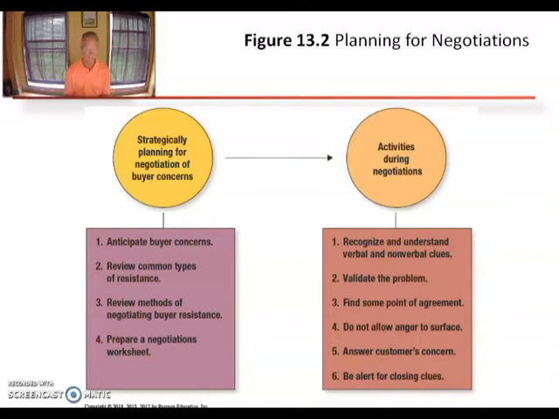Also, review the common types of resistance. I'm going to show you some common types of resistance. You know you're going to run into that resistance throughout your selling process. So make sure that you review the common types of resistance and how you're going to handle that resistance. Generally speaking, you're never going to have the buyer say yes right away. You're going to have some type of objections or resistance. And then prepare a negotiation worksheet. Remember, the last time we were together, we prepared a needs discovery worksheet. Just like anything else, preparing a negotiation worksheet is very, very important.